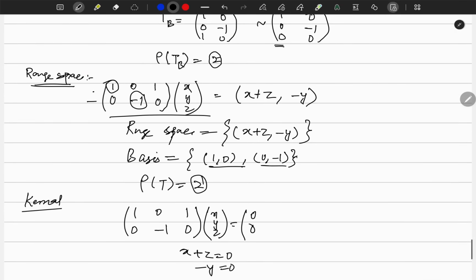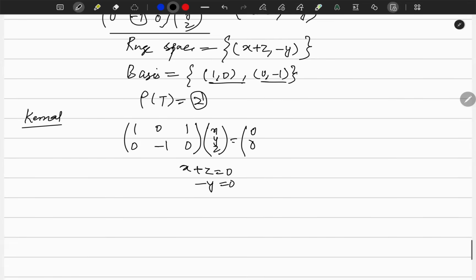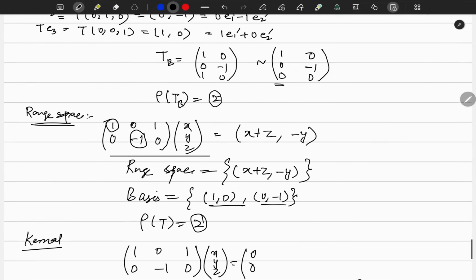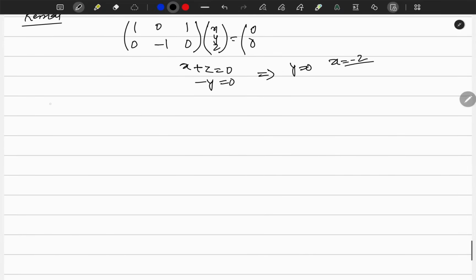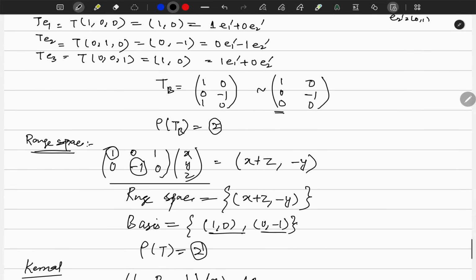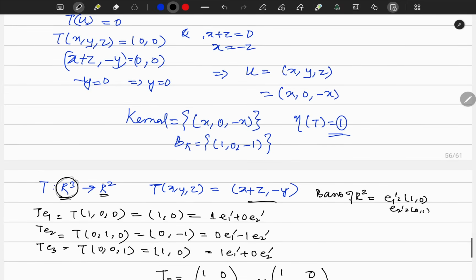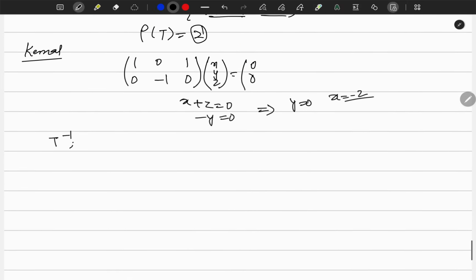Make this range space, that is the matrix, multiply with any vector x y z to be equal to 0. So you will again reach to y is equal to 0, x is equal to minus z, and the nullity will be 1. So you have found the matrix, you have found the range, you have found the kernel. Now you have to find the inverse. So T inverse is the same as the inverse of the matrix. So here it is the matrix of order 3 cross 2. So its inverse does not exist. And here you can check the dimension of domain is not equal to the dimension of codomain.